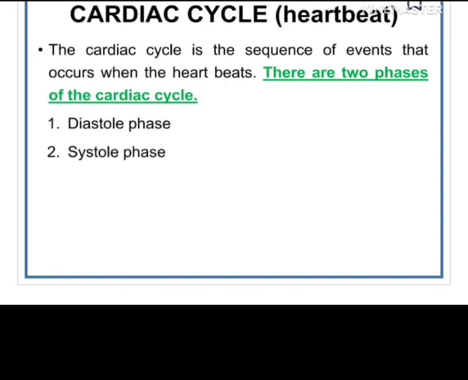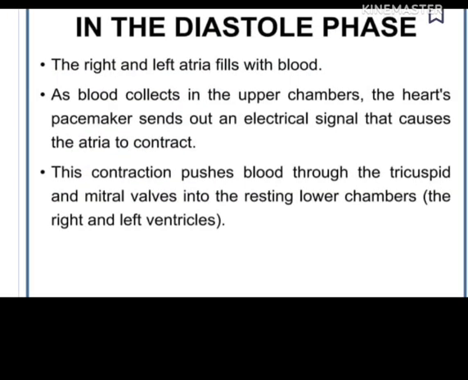So the cardiac cycle is the sequence of events that occurs when the heart beats. It is divided into two phases, diastolic and systolic. One by one we will discuss the diastolic and systolic phases of the cardiac cycle. So first we'll discuss the diastolic phase.